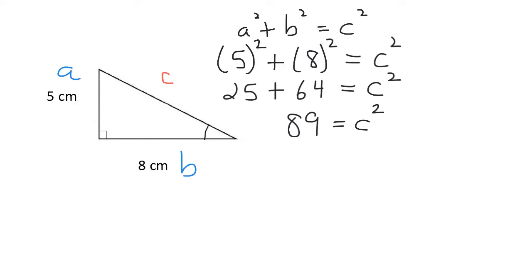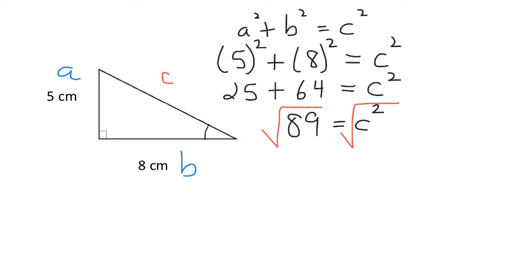So in order to solve for C, we need to perform the opposite operation of squaring something. The opposite of squaring a number or squaring a variable would be to square root. So we are going to square root both sides of the equation. Remember that whatever you do to one side of the equation, you should also be applying to the other side. So on the left-hand side of my equation, I now see square root of 89. If you use a calculator and take the square root of 89, you are going to get a very long decimal answer.